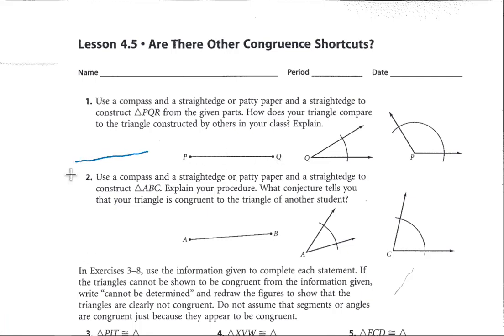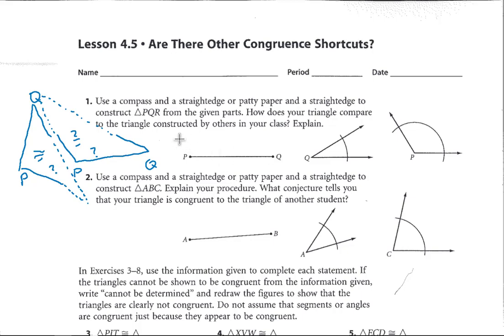Okay, in this video, we're going to test and see if there's other congruence shortcuts. So number one, they're wanting us to see how many different triangles we can compose using the same segment, PQ, with the same angles, Q and P, or the same angle measures. So I'm trying to draw two different triangles here. I'm trying to set the same distance PQ as a segment, and then add those angles on at each end. And it looks as though those two triangles come out to be congruent.